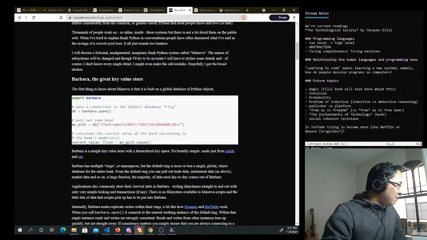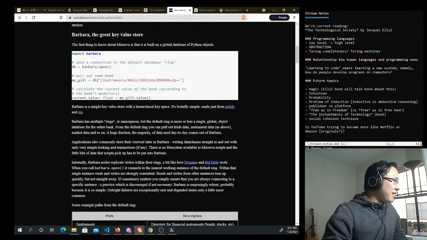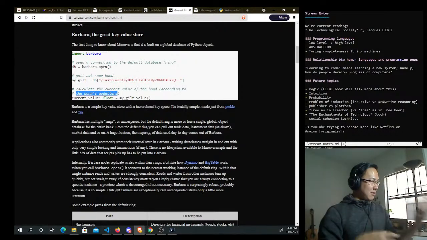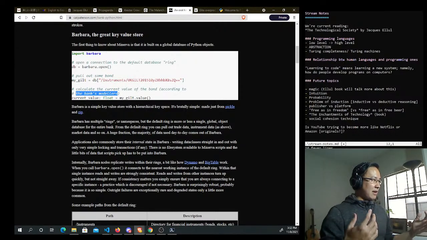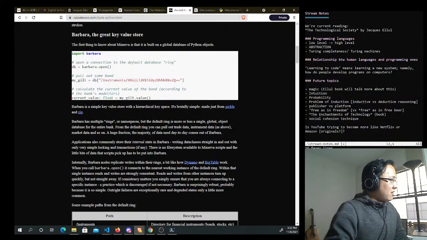Well, we'll phrase it: they're protecting your security. That's what they're doing. All right, calculate the current value of the bond according to the bank's modelers. So here we see abstraction at work, where you don't know how they do all this calculation of what the value of the bond is worth. You have some people writing and programming all these functions.